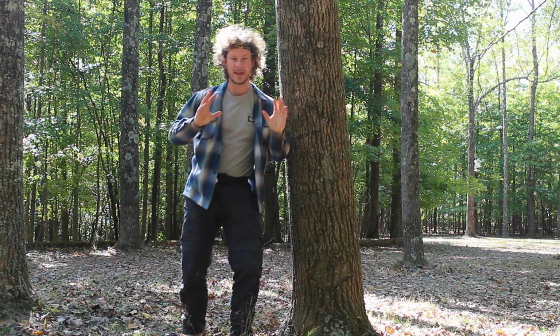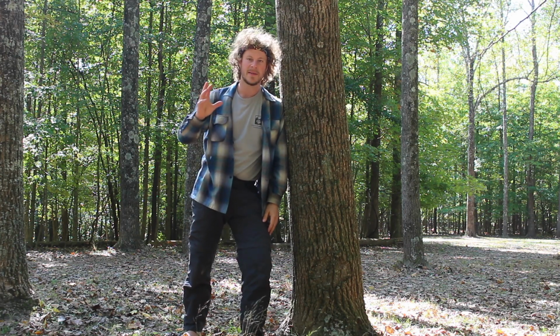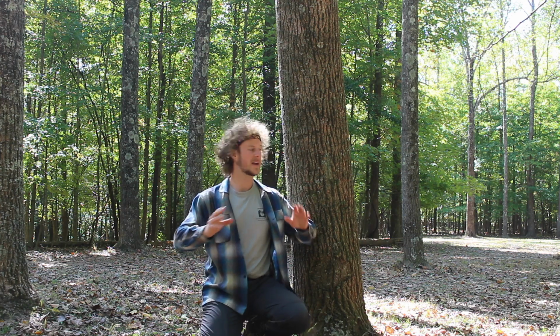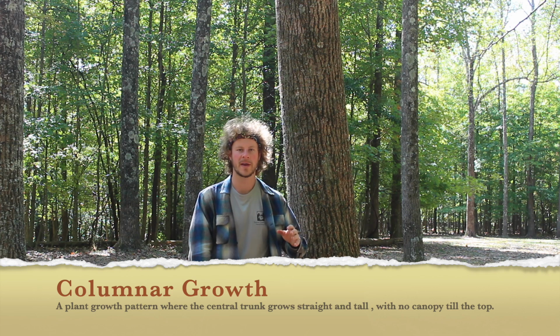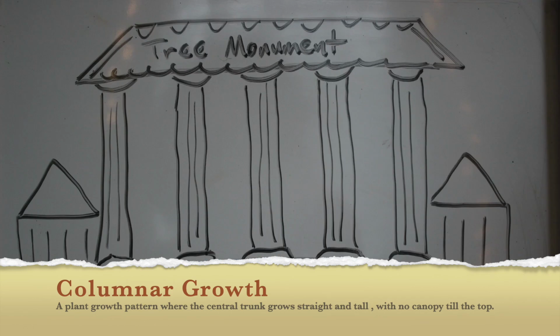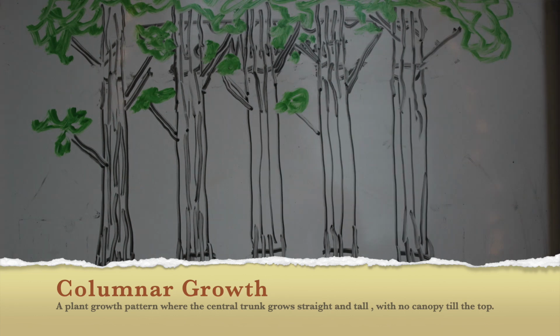I'm out here now in the woods with my friend, the tulip poplar tree. Now, the final big identification trait that we're going to talk about with tulip poplars is a growth habit that we call columnar growth. Think of a column like in front of a big fancy building. These trees grow kind of like that, straight up towards the sky, very straight and narrow, sometimes without branches for dozens and dozens of feet.